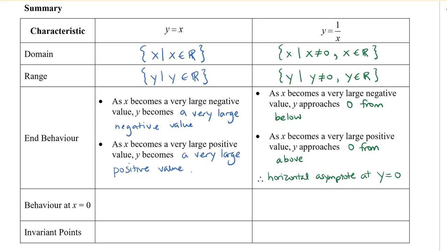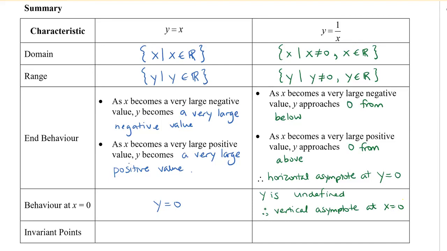All right, the behavior at x equals 0. So when x is 0, we have y equals 0. However, we notice with the reciprocal, when x is 0, the y value is undefined. So therefore, we get a vertical asymptote, this time at x equals 0.